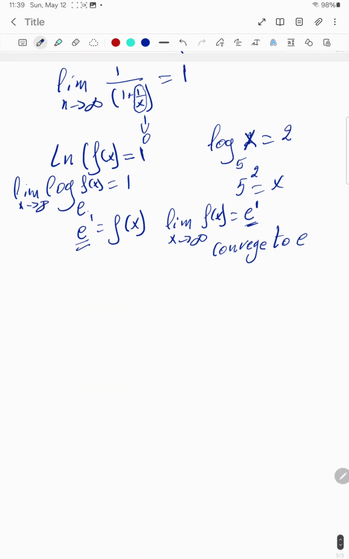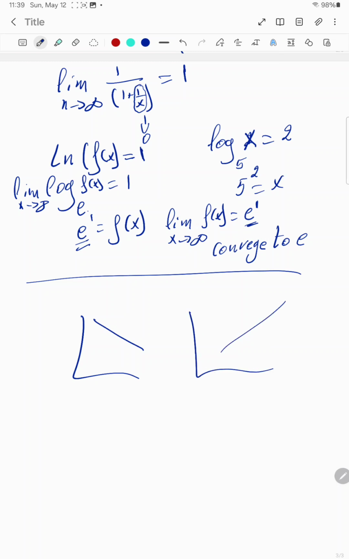Now let's talk about different types of series. A series is monotonic if it is always increasing or always decreasing, like this is monotonic or this is monotonic. It's always increasing or decreasing, but that series, if I want to draw it like that, is not monotonic because it's decreasing here and increasing there. Let's take an example.